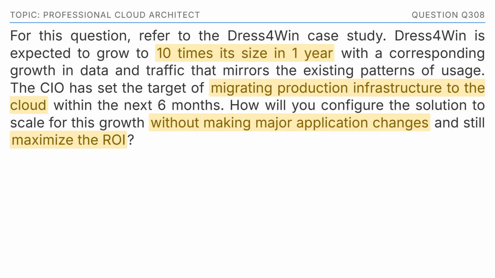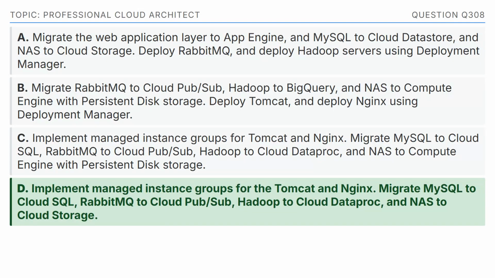To arrive at the correct answer, we focus on the keywords: 10 times its size in 1 year, migrating production infrastructure to the cloud, without making major application changes, maximize the ROI. The correct answer is option D, implement managed instance groups for the Tomcat and Nginx. Migrate MySQL to Cloud SQL, RabbitMQ to Cloud Pub/Sub, Hadoop to Cloud Dataproc, and NAS to Cloud Storage.